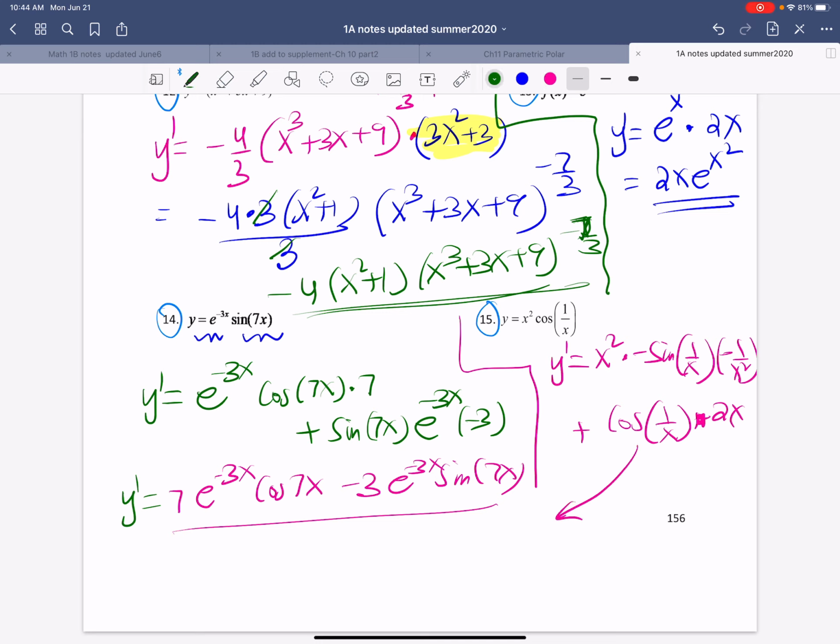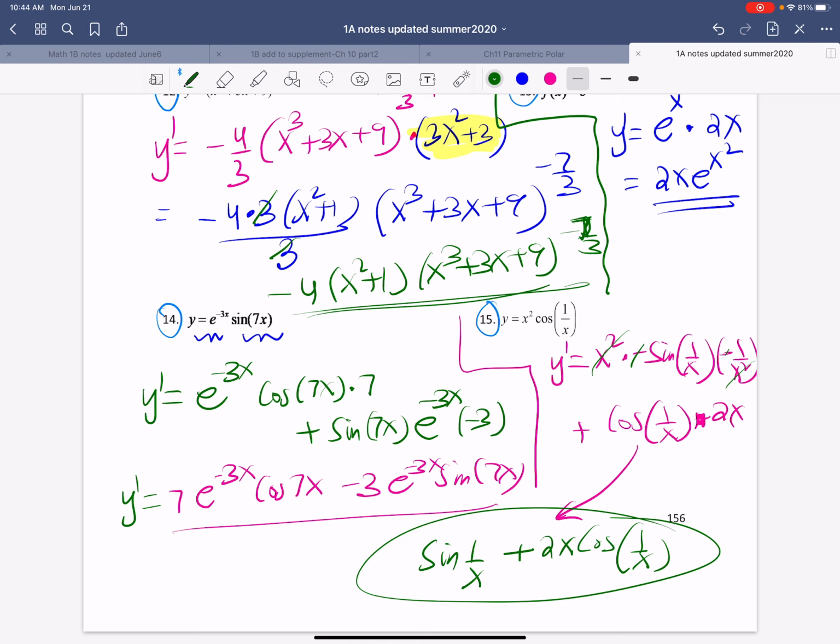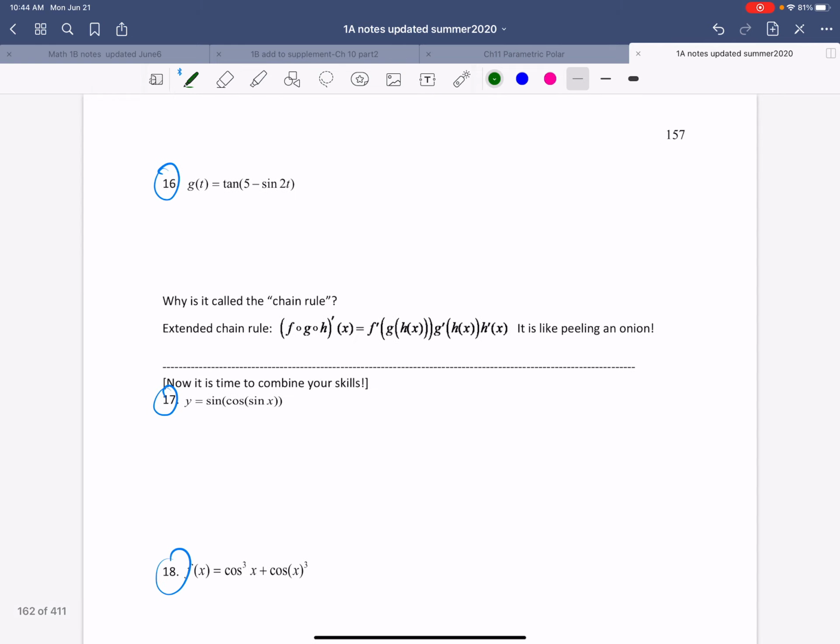I'm going to use a different color so we can see it properly. The negative and negative will become positive, and I can also cancel out the x squared and x squared. So that's going to be sine 1 over x, it's going to be positive, plus 2x cosine of 1 over x. Okay, and that looks good to me. Let's look at a couple more examples.